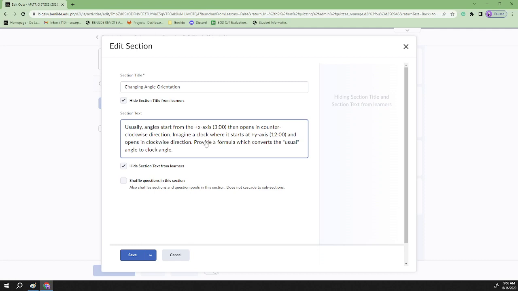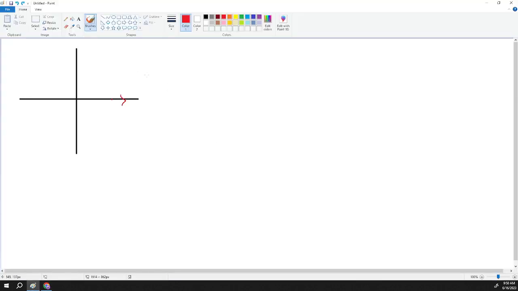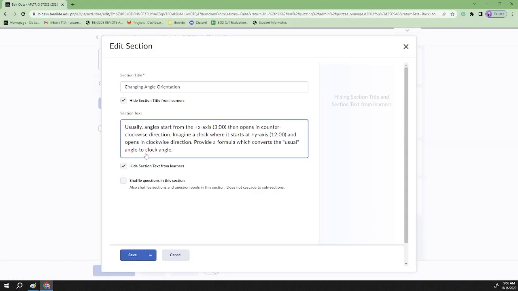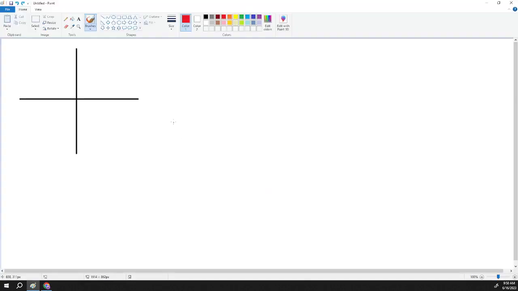However, say in a clock, imagine a clock, it starts at the y-axis. It starts here. Our clock starts from the y-axis and then moves clockwise. Now, I want you to provide a formula which converts our usual angle to clock angle. So again, we usually start here, right? We usually start at the x-axis, we go counterclockwise.